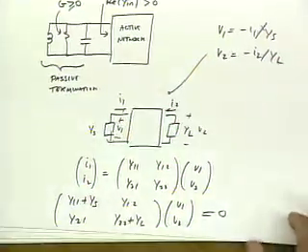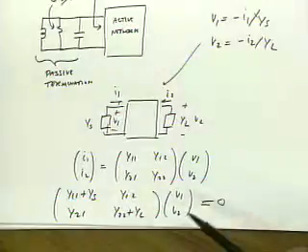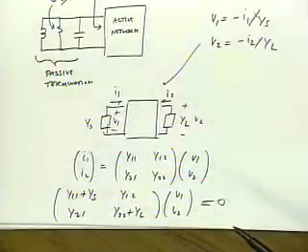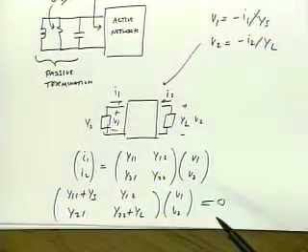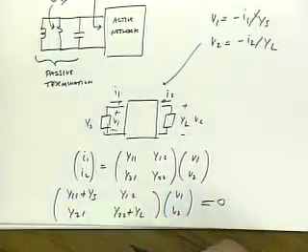Now, if there's actually a nontrivial solution to this equation, that means the system is unstable. So I want the only solution to be the trivial solution, where V1 and V2 are both equal to 0. So we know from simple linear algebra that that's satisfied if and only if the determinant of this is not equal to 0.